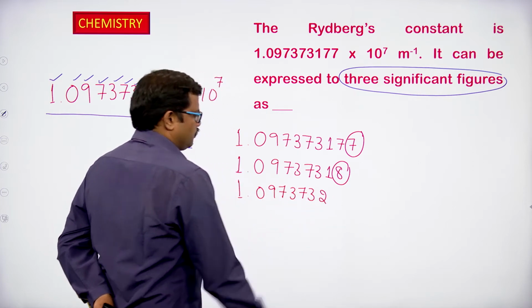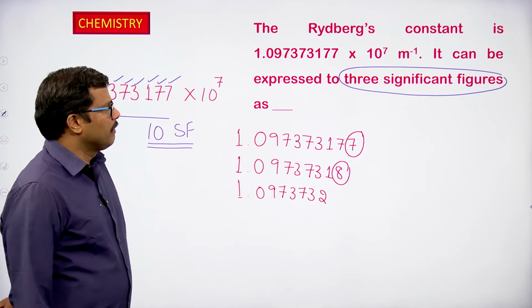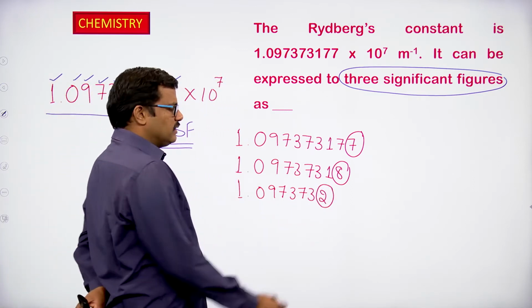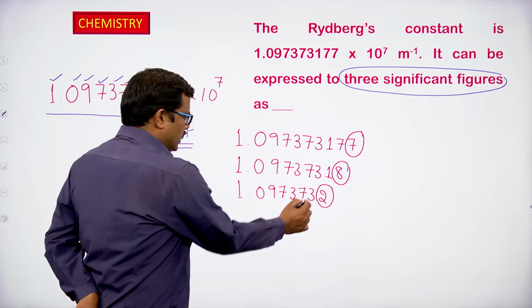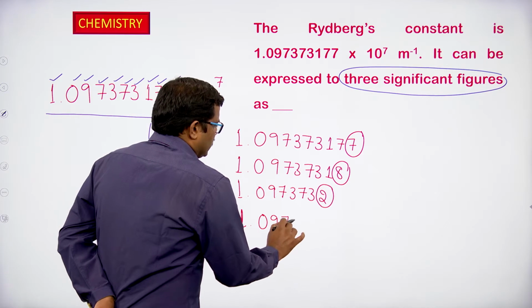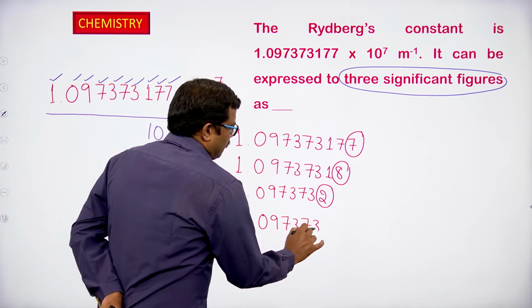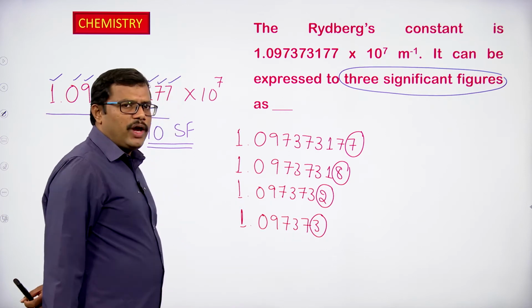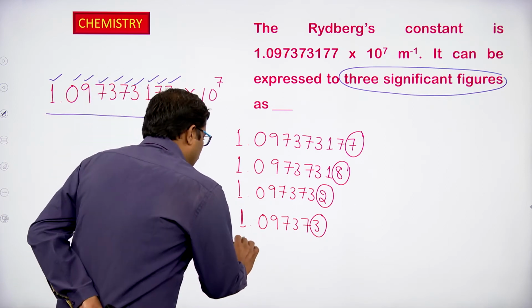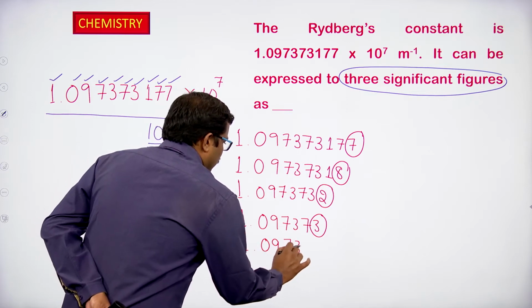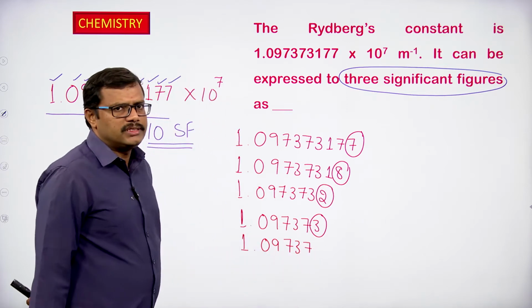1.0973732. Now, the number to be removed is 2, it is less than 5, so no need to change the preceding number. So, we can write it as 1.097373. Now, I have to remove the 3. 3 is less than 5. In that case, the preceding number should not be disturbed, it should be kept as it is. So, I am writing 7 as it is.